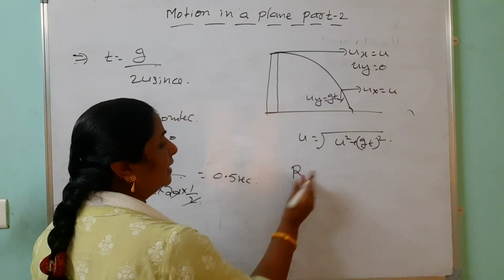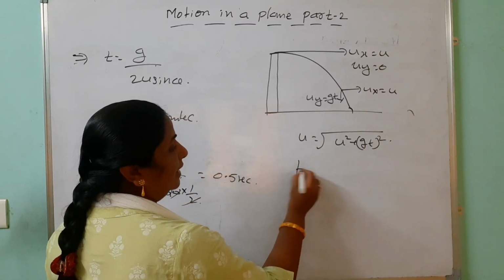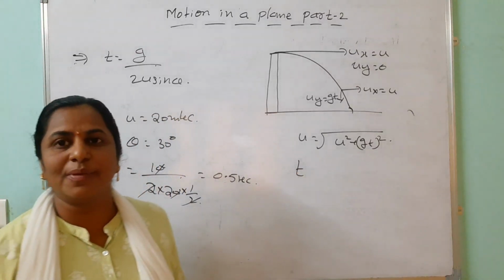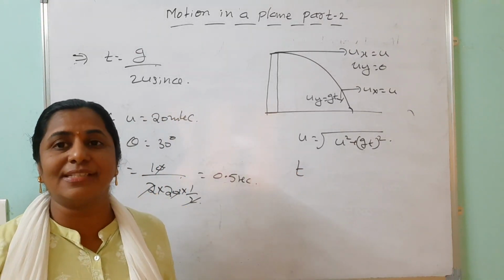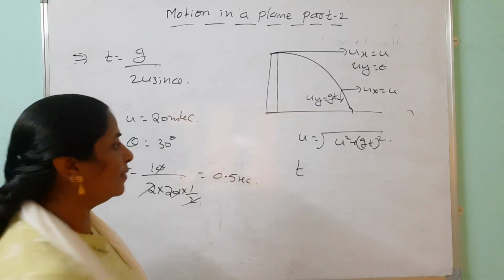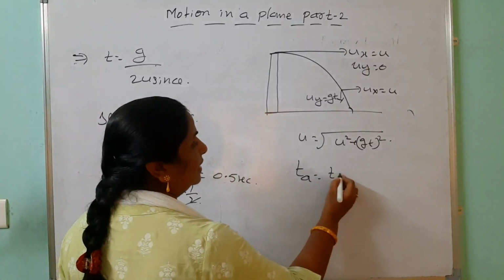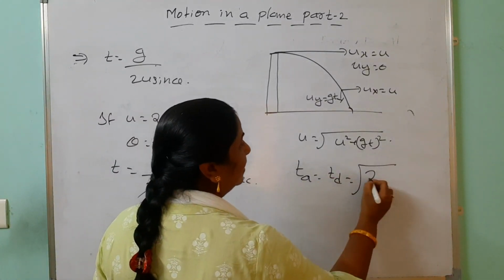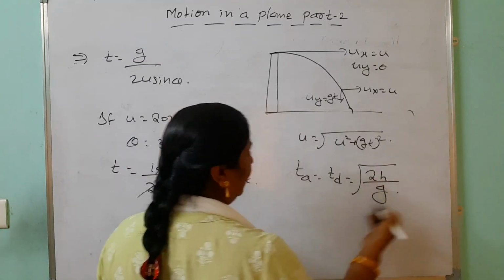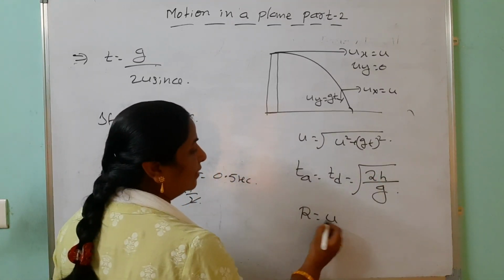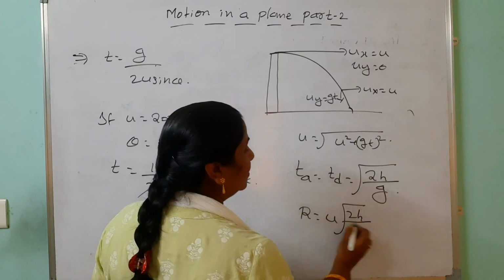In this case, range, time: how much time will it take? Here there is only time of descent; there is no meaning for time of ascent. Time of descent and time of flight are both the same. So time of descent equals the square root of 2h by g. Here range R equals u into the square root of 2h by g.